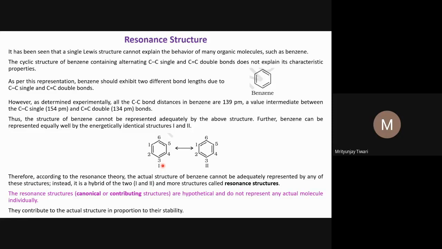Similarly, we see this for many other organic molecules as well, in which there is the possibility of many resonance structures. They contribute to the actual structure in proportion to their stability. Suppose for a molecule there are many resonance structures, what would be their contribution? Their contribution depends on their relative stability. A resonance structure which is most stable will have the highest contribution towards the resonance hybrid, and a structure having least stability will have the least contribution towards the resonance hybrid or the actual molecular structure.